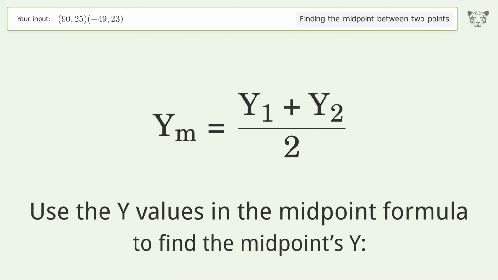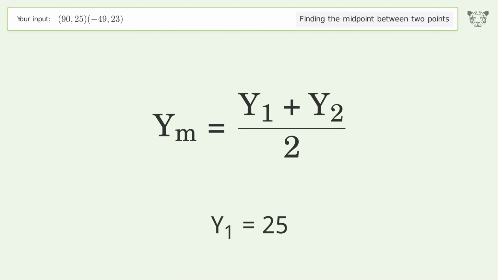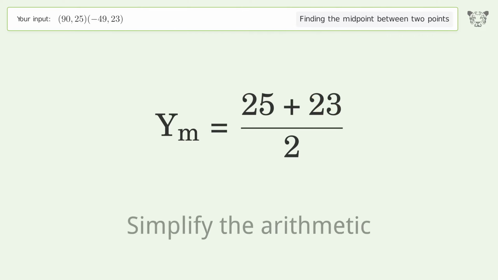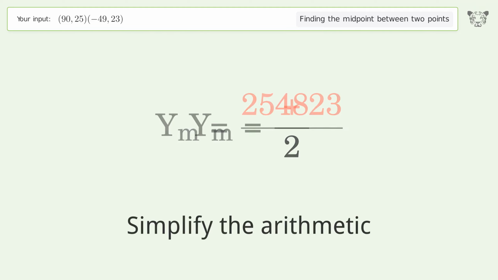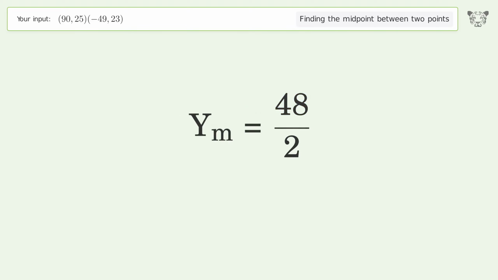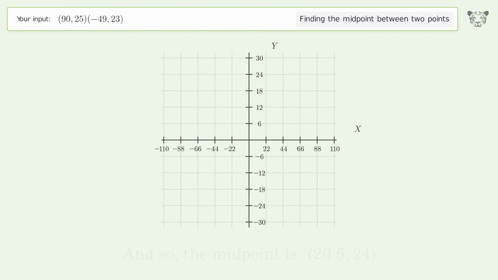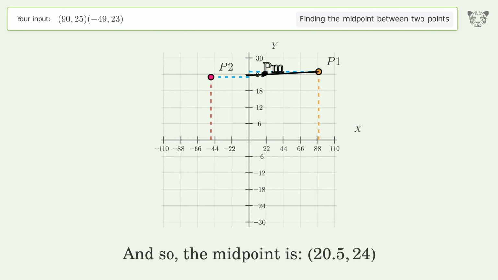Use the y values in the midpoint formula to find the midpoint's y. y1 equals 25. y2 equals 23. Simplify the arithmetic. And so, the midpoint is 20.5, 24.